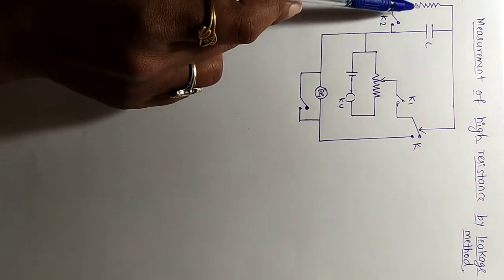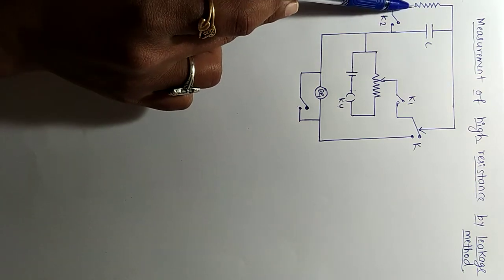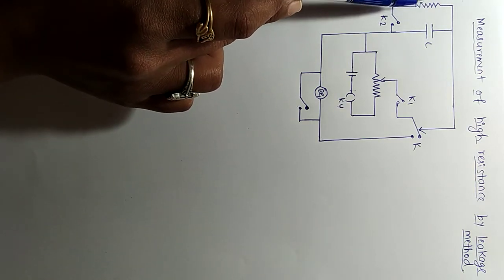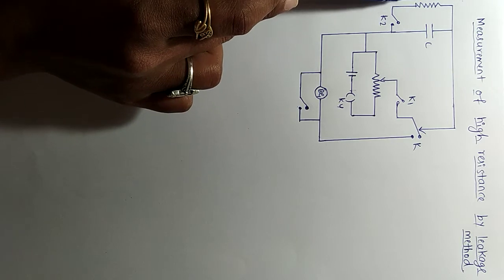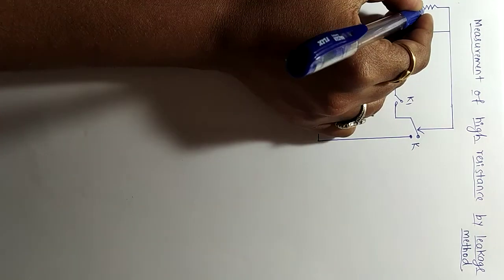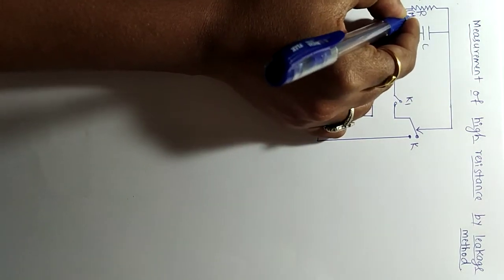Okay, so now you are seeing the picture, the circuit diagram of the measurement of high resistance by the leakage method experiment. In this we are having the resistor, that is R, which is having the high resistance. This resistor is having the high resistance in terms of mega ohm. Mega means how much? 10 raised to 6. So 10 raised to plus 6 ohm. That much high resistance it contains.